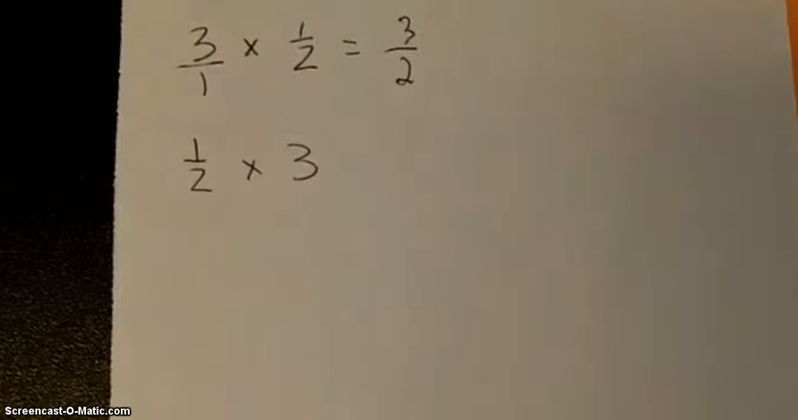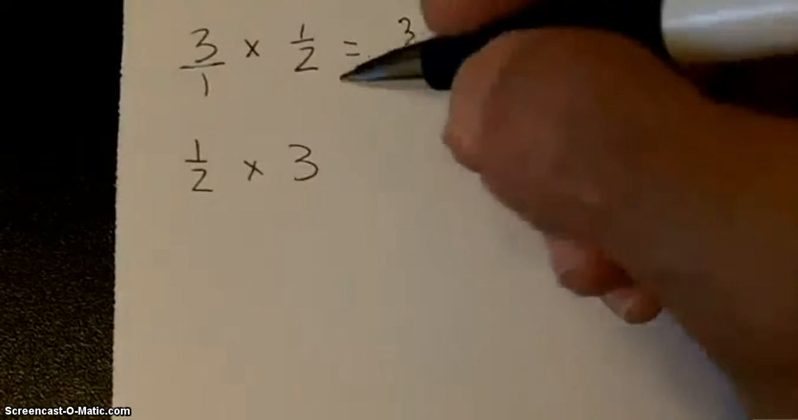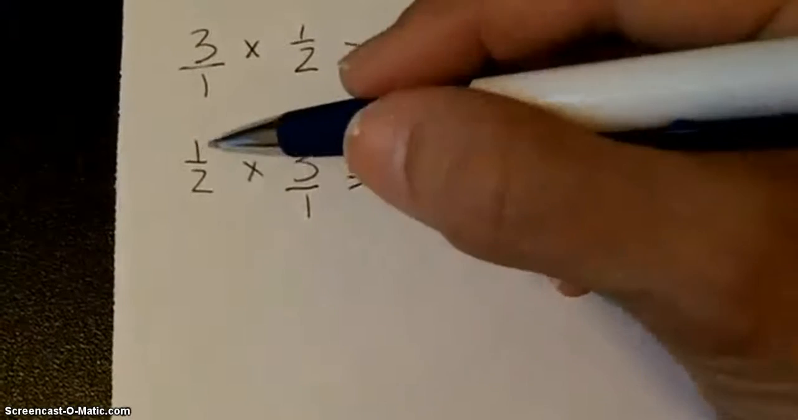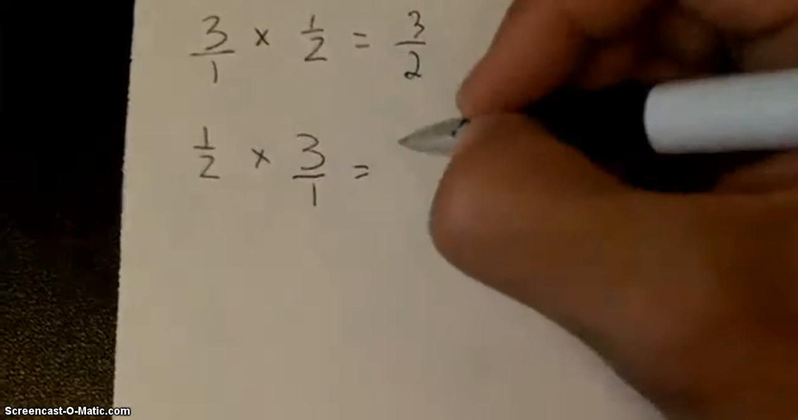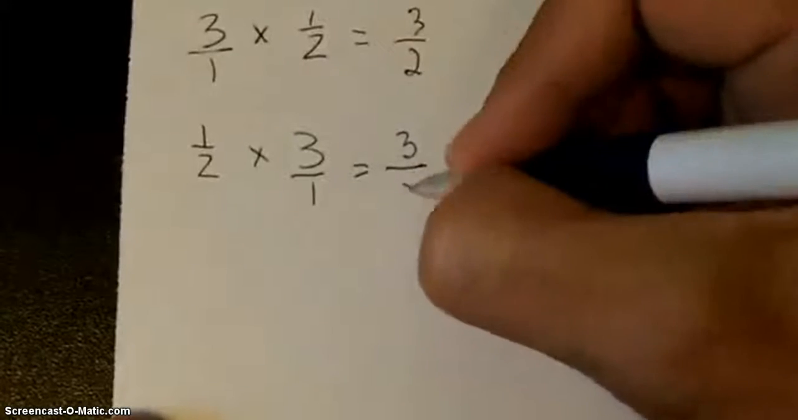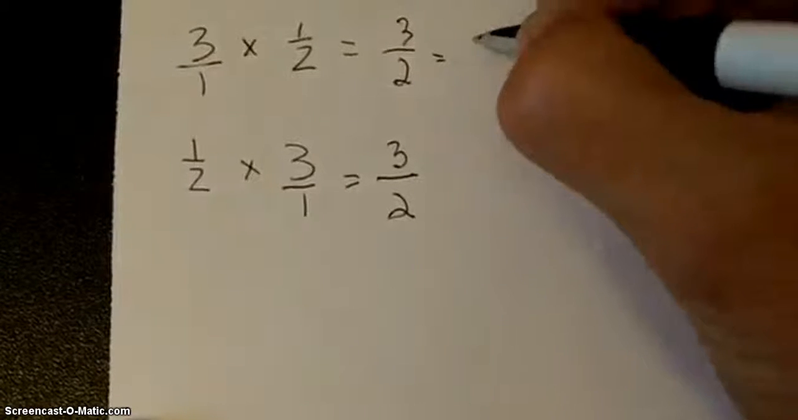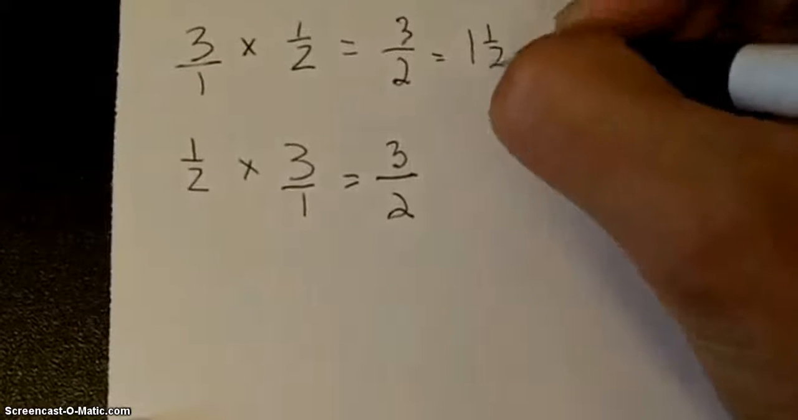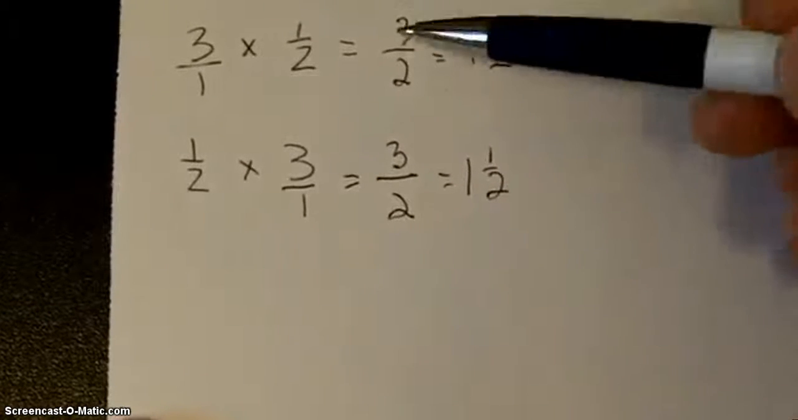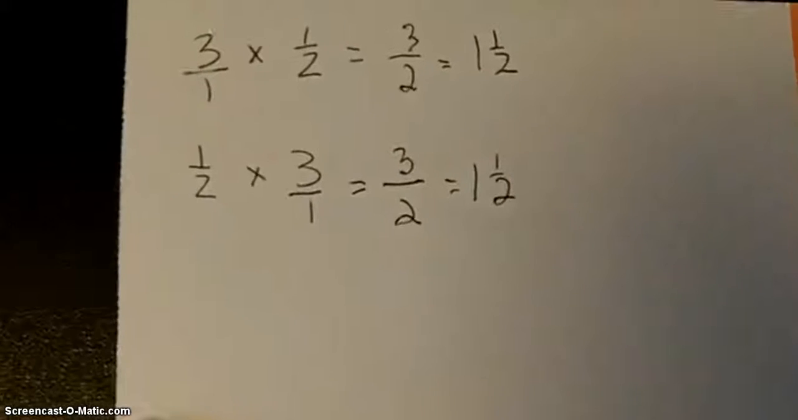I can do the same thing if I had the roles reversed, where the fraction was first and the whole number was second. I will put the whole number over 1 first, and then I would multiply the numerator times the numerator. That gives me 3, and the denominator times the denominator gives me 2. Now we know from the picture that 3 halves is the same as 1½. That means the answer to both of these can change the improper fraction to the mixed number 1½.